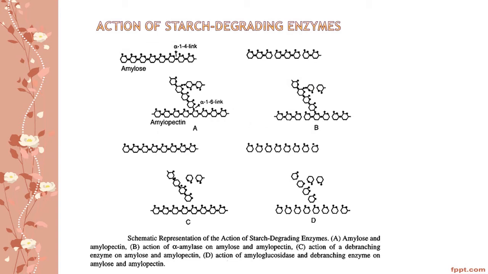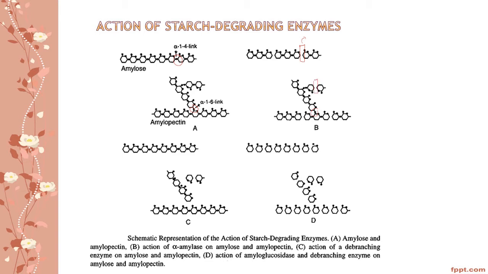Okay, this is the amylose, and this is the alpha-1,4 link. And if you see amylopectin, this is the alpha-1,6 link. So A here is amylose and amylopectin. If you look at B, B refers to the action of alpha amylase on amylose and amylopectin. You see, this alpha-1,4 link is now destroyed, and in this case, this is retained, but this one is lost.